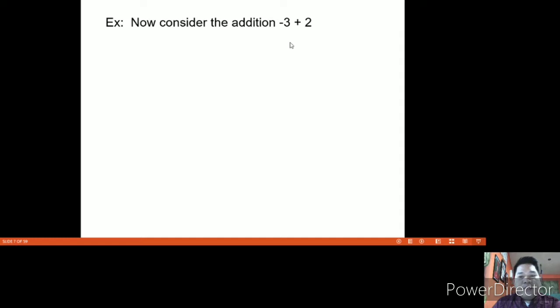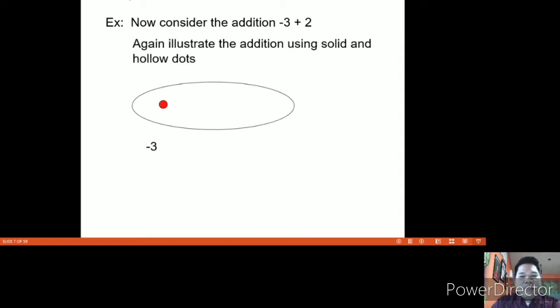Now consider the addition negative 3 plus 2. Again illustrate the addition using solid and hollow dots. So negative 3 plus 2, they are going to join each other. So they annul. So it means the remaining solid dot is negative 1.